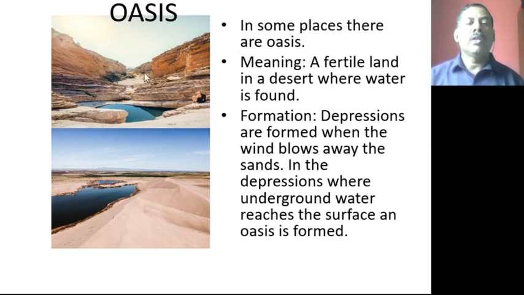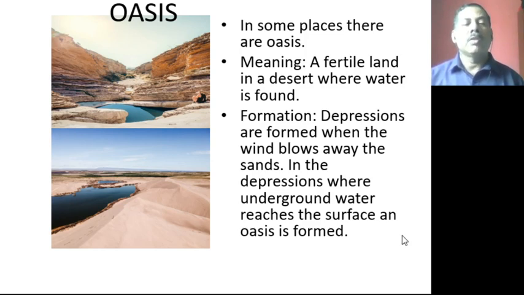Now coming to another important heading, that is oasis. By seeing the picture only, you will be able to identify the oasis. In some places oases are found in Africa. So what exactly is the meaning of oasis? A fertile land in a desert where water is found. In the desert areas, almost all the water is not available. So in some places where you will be getting the water, they are called the oasis.